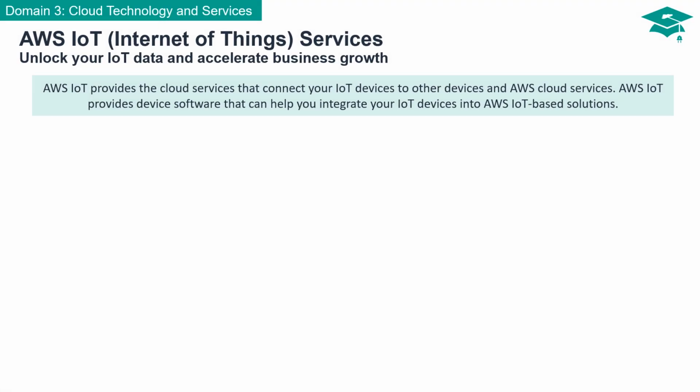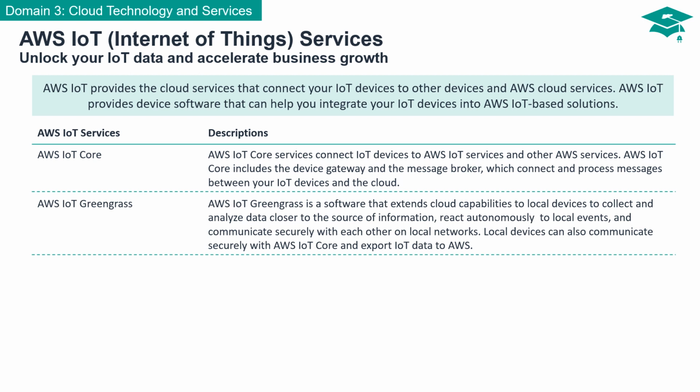So, what's the buzz about AWS Internet of Things, or IoT? It's all about connecting your IoT devices to the AWS cloud, opening up a world of possibilities. AWS IoT not only provides the essential cloud services but also offers device software to help you seamlessly integrate your IoT devices into AWS IoT-based solutions.